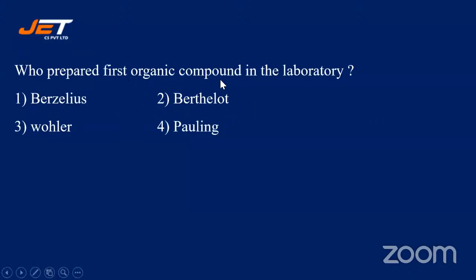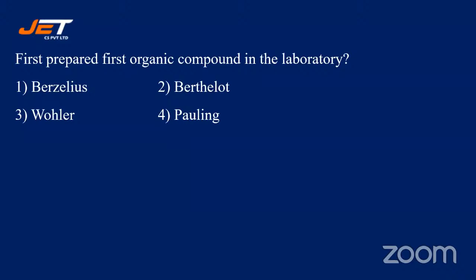Who prepared the first organic compound in the laboratory? Yes, I got one answer. R. Kumari. Yes, Shivaramakrishna, D. Shalini, Pranati. Very good. Yes, it is option 3, which is nothing but urea, the organic compound. Let us move to the next one.